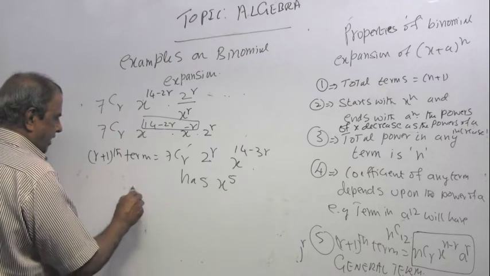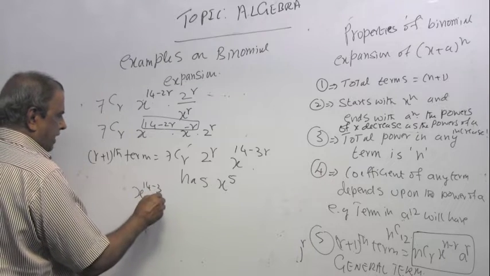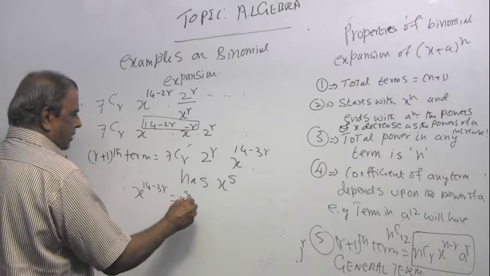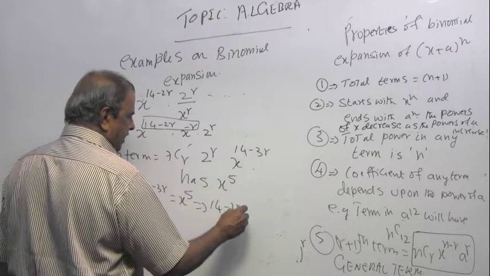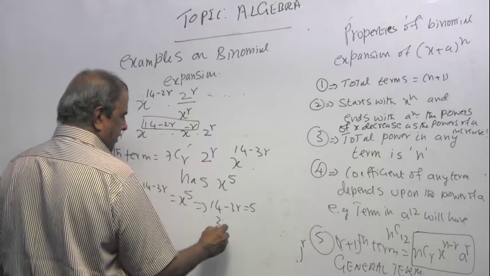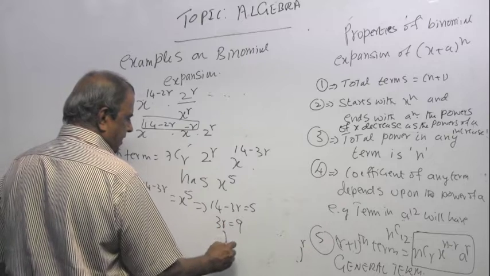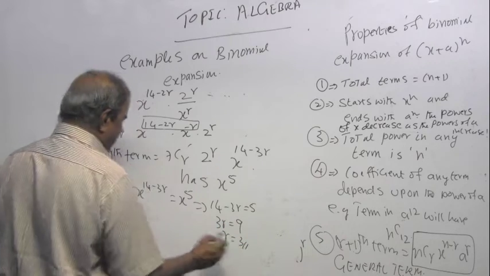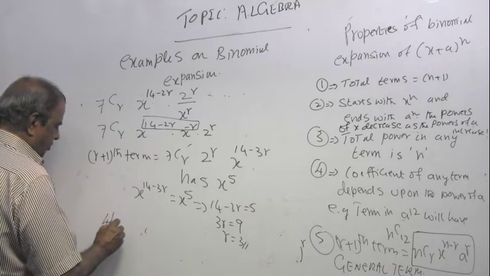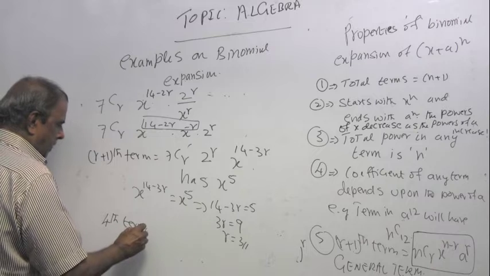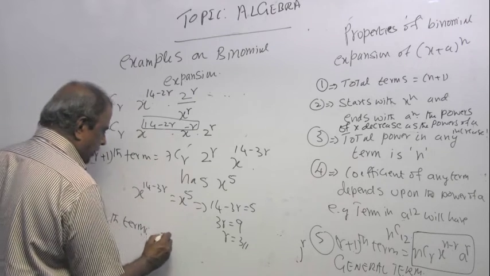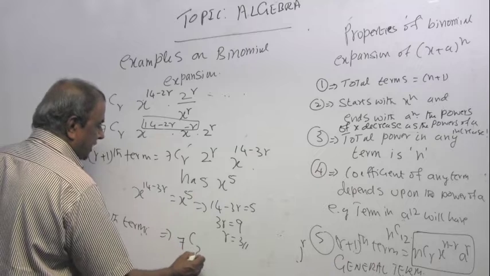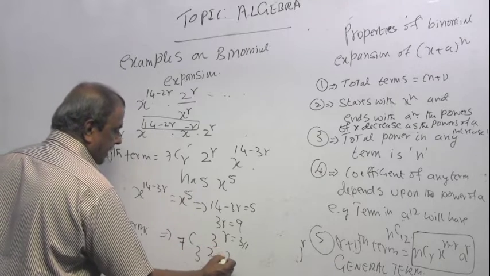So I can say x power 14 minus 3r equals x power 5, which gives you 14 minus 3r equals 5, 3r equal to 9, r equal to 3. 3 plus 1, so I need the 4th term. Therefore, the term is 7C3 2 power 3 x power 5.